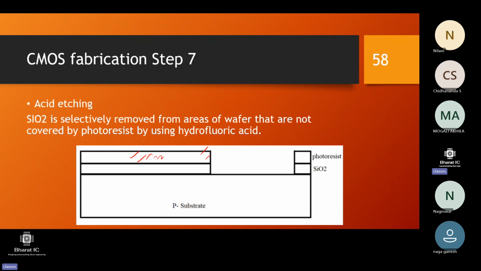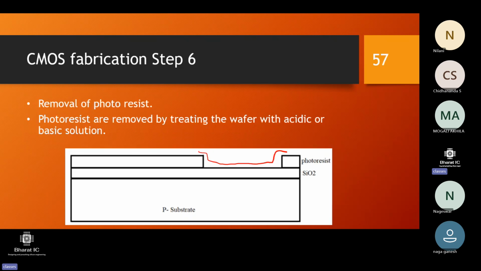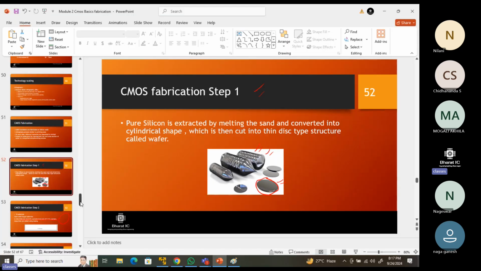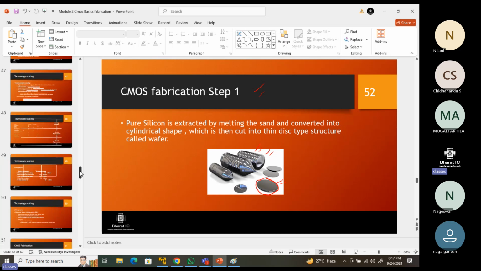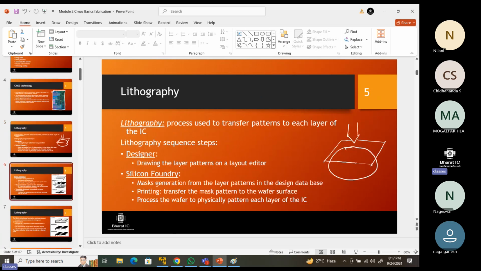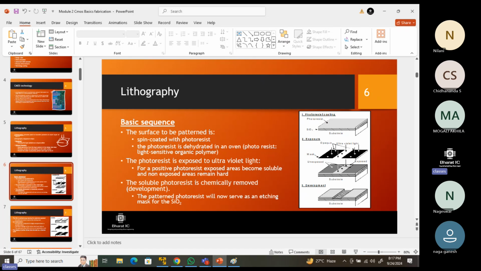CMOS fabrication is not that small. This is only to make you get habituated with the fabrication hierarchy. This is not the actual fabrication. The actual fabrication is very big. It is roughly 67 pages of slide material. We will be able to explain this in detail.